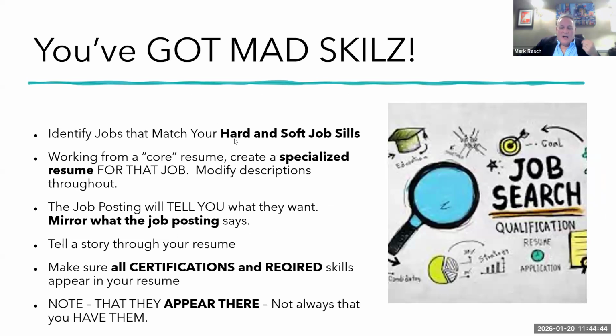Identify the hard and soft skills that you have. Create a core resume and then a resume for each of the different areas you may want. Make sure all the certifications that are required are in there, every single one of them. That means you need to have the ability to look at a job description and figure out what they're looking for. Go look at some job descriptions of jobs you might like and say, what's common? What are they looking for?